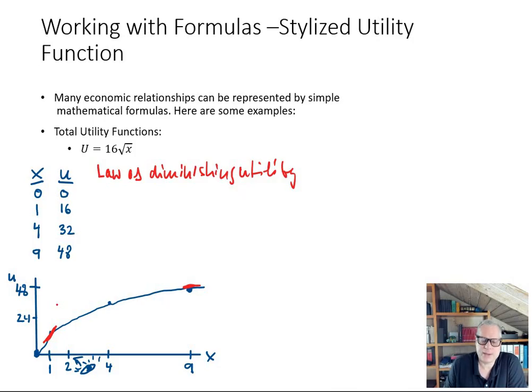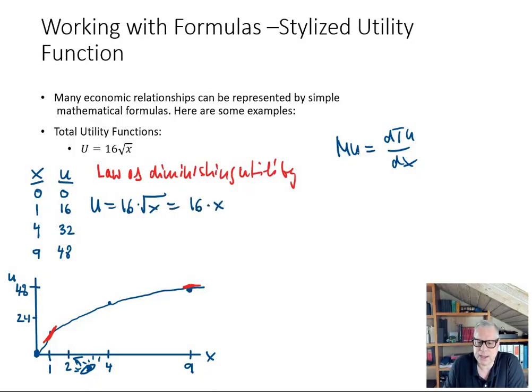So now technically the slope of a curve, that is the marginal. So we can derive the marginal utility function. The marginal utility is the first derivative of the total utility with respect to x. Okay, so what is that? The total utility function we said is 16 times the square root of x, but that can also be written as 16 times x raised to the 1/2. So that's the same thing.